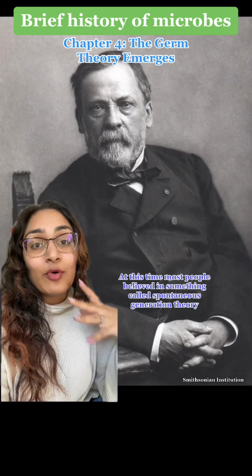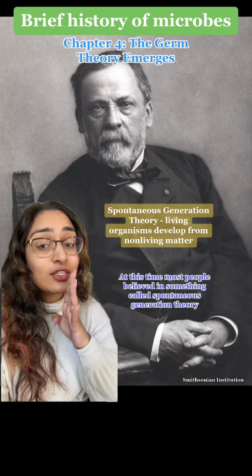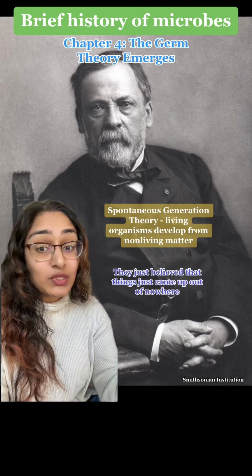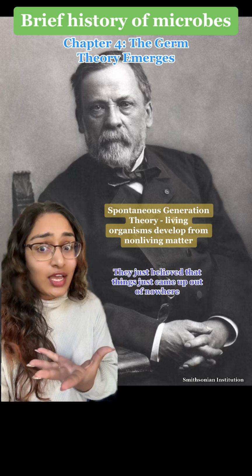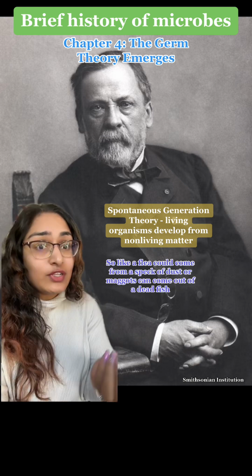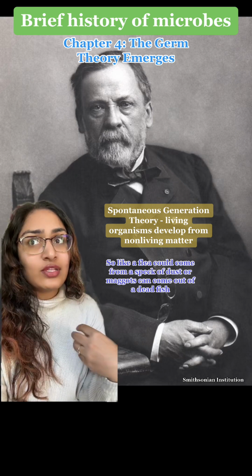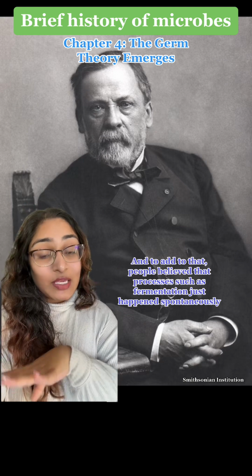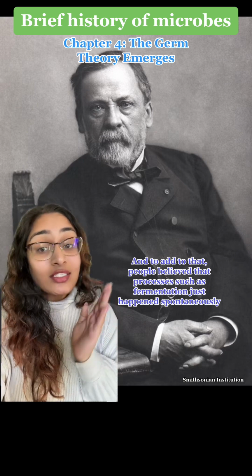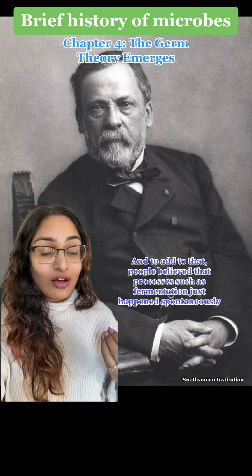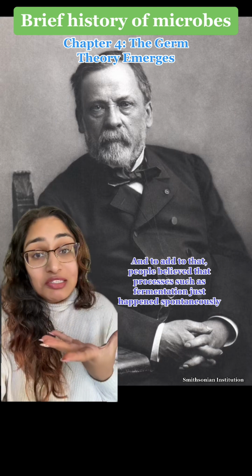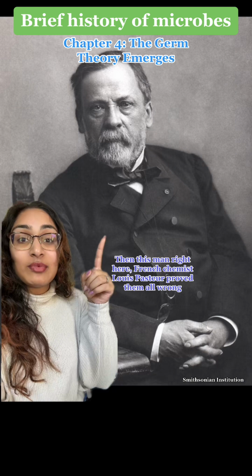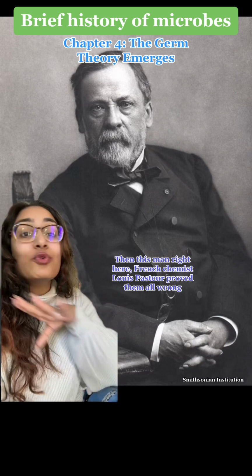Now we move along to the mid-19th century. At this time, most people believed in something called the spontaneous generation theory. And that is as it sounds. They just believed that things just kind of came up out of nowhere. So like a flea could come out of a speck of dust, or like maggots could just come out of a dead fish. And to add to that, people also just believed that processes such as fermentation also just spontaneously, randomly happened.